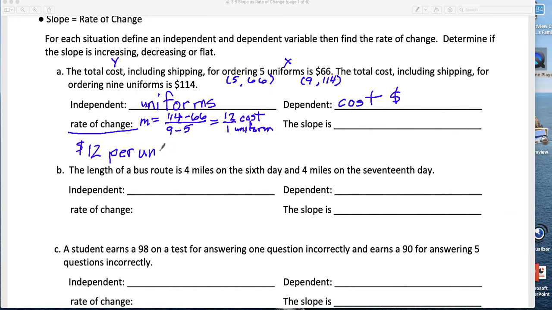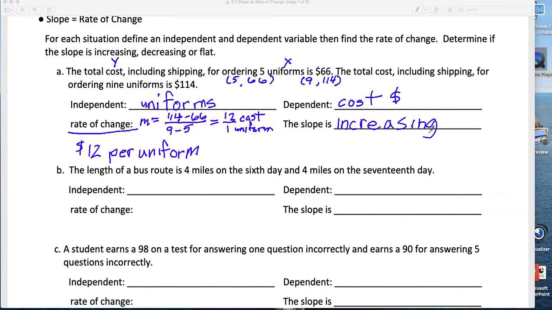All right, now tell me what's going on here. My slope is positive. My rate of change is positive. So am I increasing, decreasing, or flat? My slope was positive, so that tells me that I'm increasing. And what that means is that every time I add a uniform, it's going to increase my shipping costs by how much? $12.